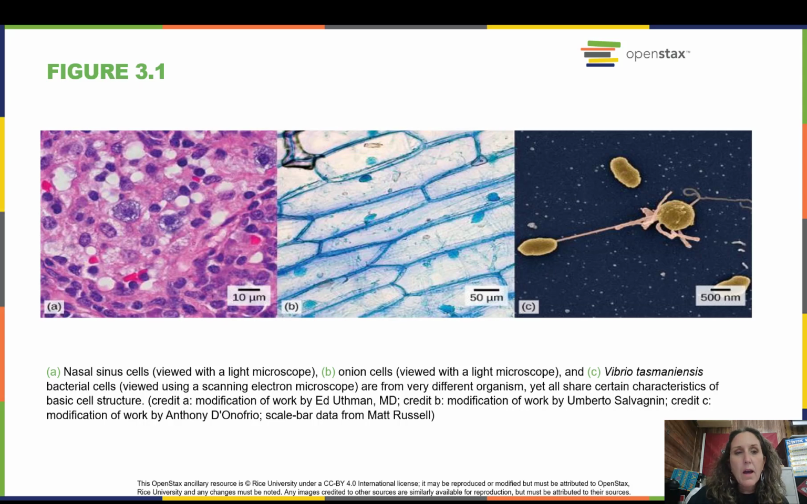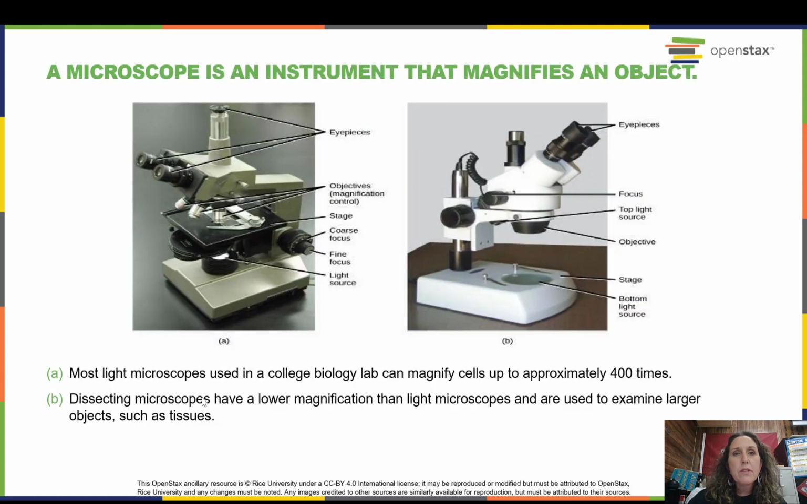Hey guys, so today we're going to talk about cells, and I just wanted to show you this picture of a bunch of different types of cells. So these over here are nose cells, these are onion cells, and these are a type of bacteria cell. And all of these are cells that we can see using various types of microscopes. So a microscope is an instrument that magnifies an object.